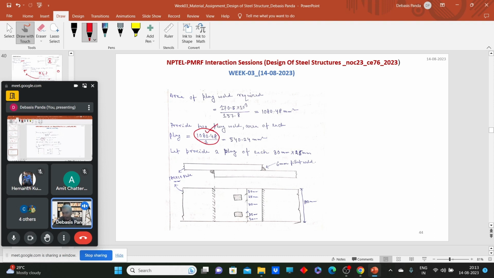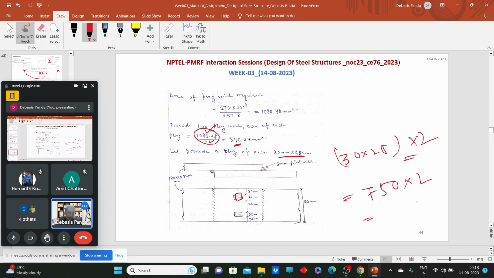This is the area requirement, and we are providing 544. Now let's say we provide 30 into 25 mm plugs here and here. So what will be the total area? 30 into 25 into 2. You can calculate.